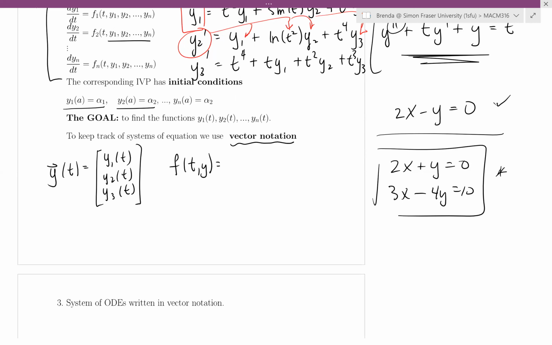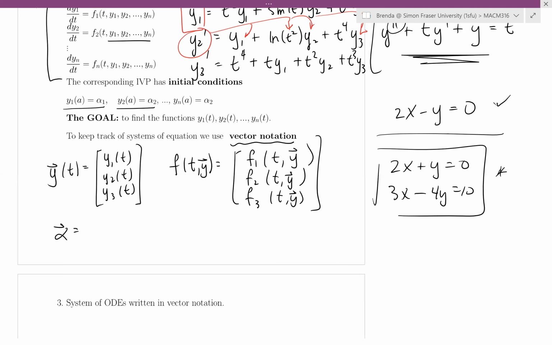Then there is the right-hand side, which is a vector function of the independent variable and y. So this is just writing the same thing out again using vector notation. Again, then we would have the initial conditions.